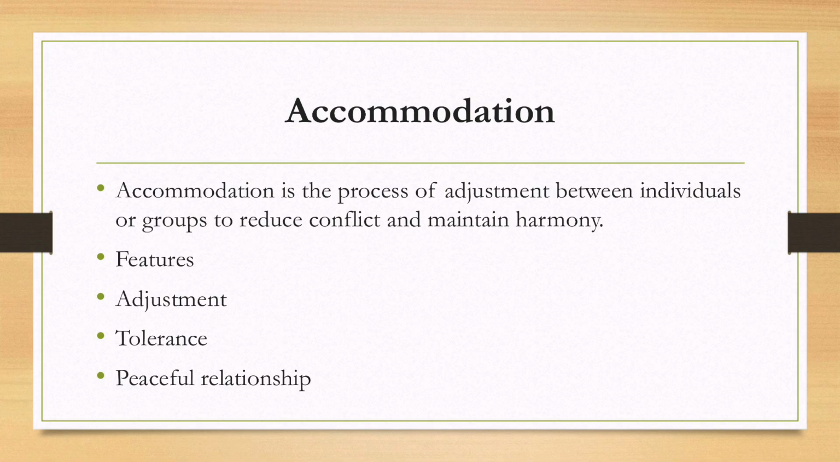Tolerance, that is, respecting each other's differences. Next is peaceful relationship, meaning living together peacefully without any conflicts. For example, after a quarrel, two friends compromise with each other and become peaceful again. That is called accommodation.